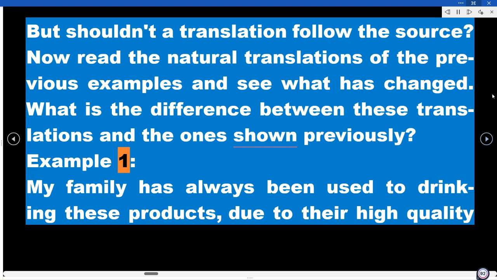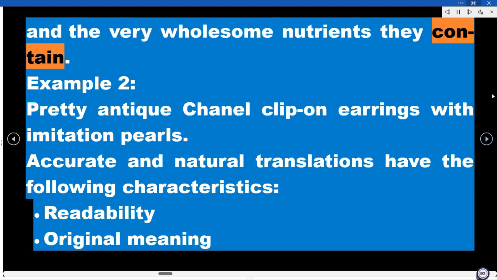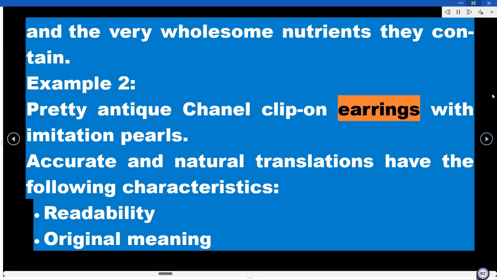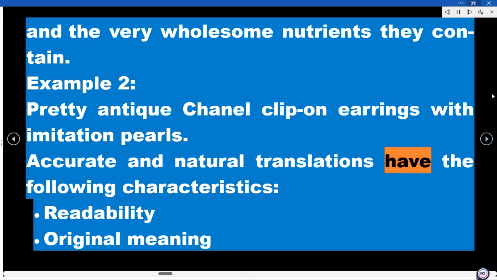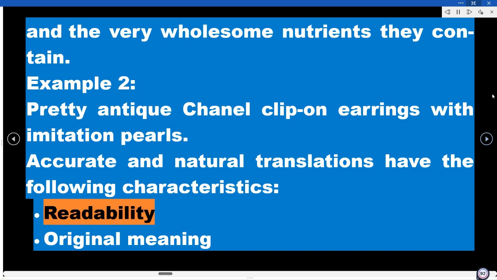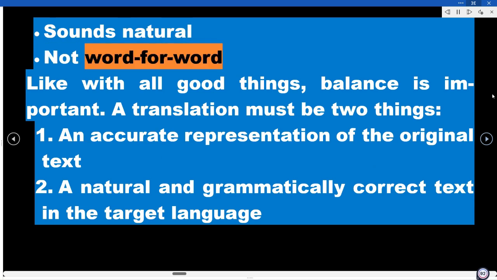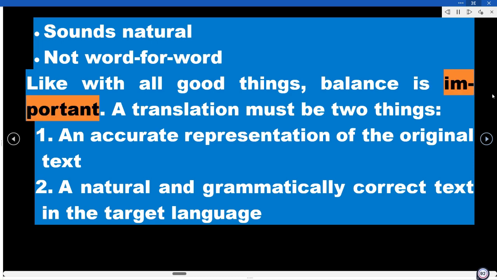Example 1. My family has always been used to drinking these products, due to their high quality and the very wholesome nutrients they contain. Example 2. Pretty antique Chanel clip-on earrings with imitation pearls. Accurate and natural translations have the following characteristics. Readability. Original meaning. Sounds natural. Not word for word.